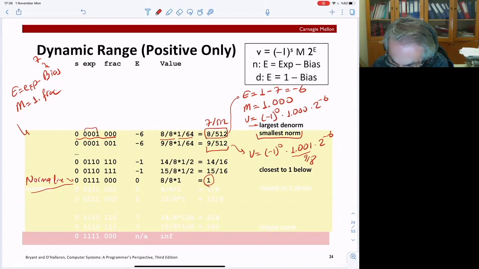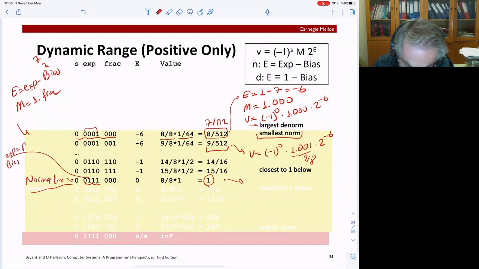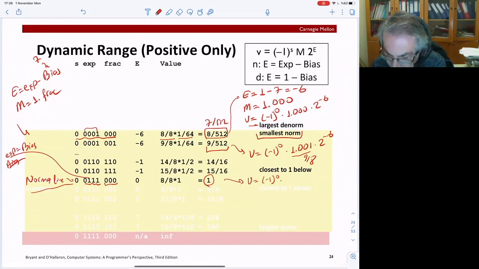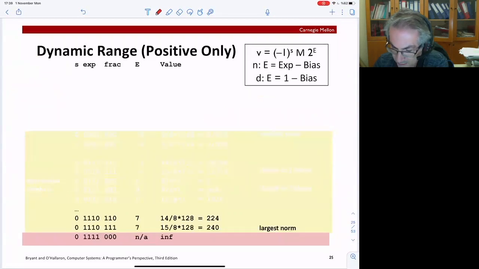In this case, you can see that the number that I have here is actually 7, which equals the bias. In this case, exponent equals bias. Whenever I have this, and then when I have my fraction part as 0, then the value is minus 1 to the power 0 times 1 dot 0, 0, 0 times 2 to the power 7 minus 7, which is 1.0.